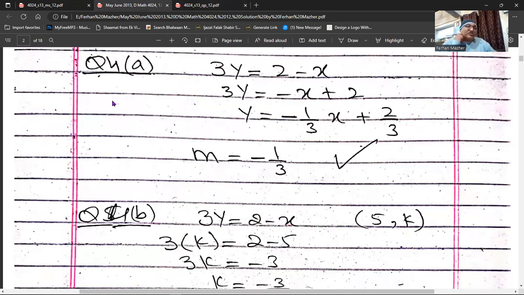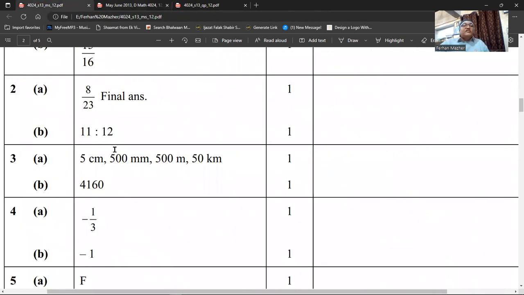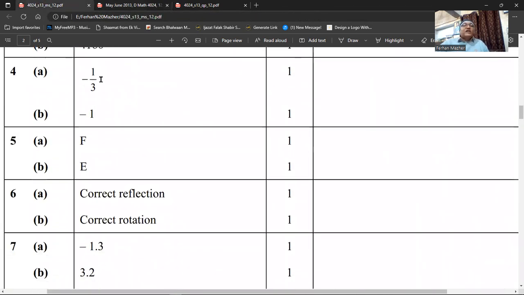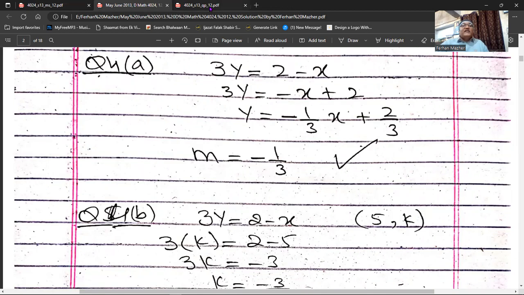So 3y is equal to 2 minus x. So 3y is equal to, I just rearrange them, minus x plus 2. So this 3 will go to the other side. It will divide both the terms on the other side. So you will have y equals minus 1 by 3 x plus 2 by 3. So the coefficient of the x is called the gradient. So the gradient of this line is minus 1 by 3. So our answer is right.